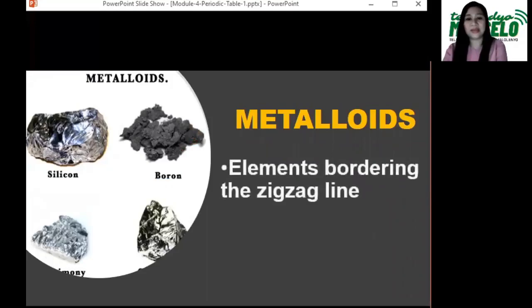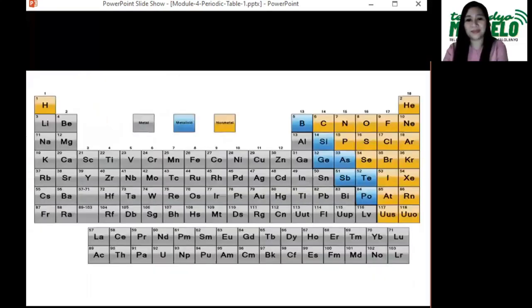Metalloids are elements bordering the zigzag line. Let us take a look at the periodic table of elements. Metalloids can be found here. These elements are boron, silicon, germanium, arsenic, antimony, tellurium, and polonium.